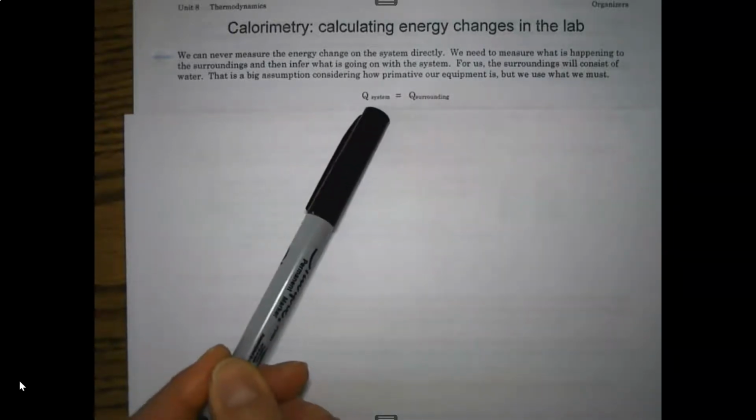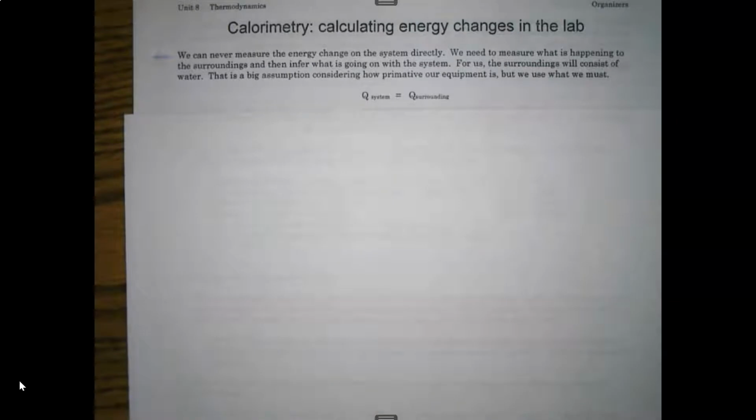All right, so for us, the system is going to be whatever the chemical is that we're interested in or the material that we're interested in. The surroundings is always going to be water. So since the surroundings is always going to be water, and water is not going to be boiling or freezing or anything like that, all we're going to be doing is changing the temperature of liquid water, so the Q of the surroundings is MC delta T. How much water did you use, what was its temp change, and multiply that by the specific heat of 4.184 joules per gram degree Celsius.